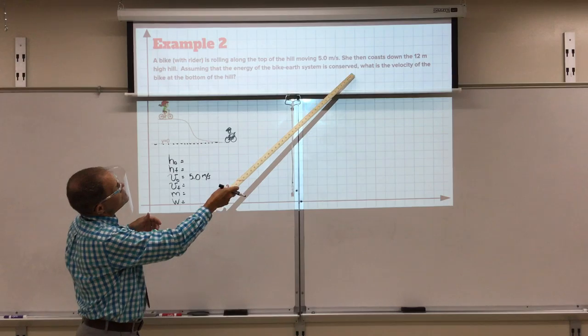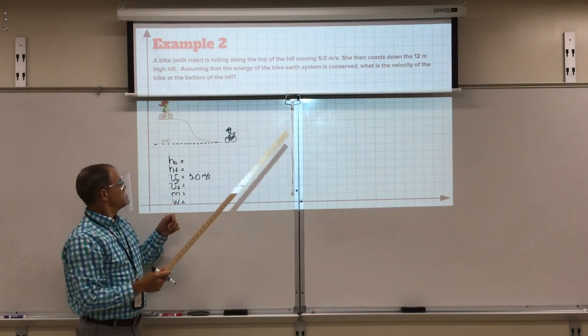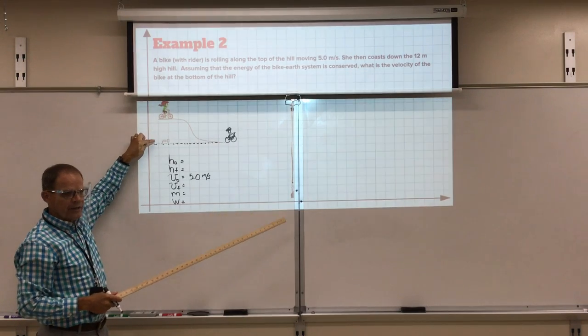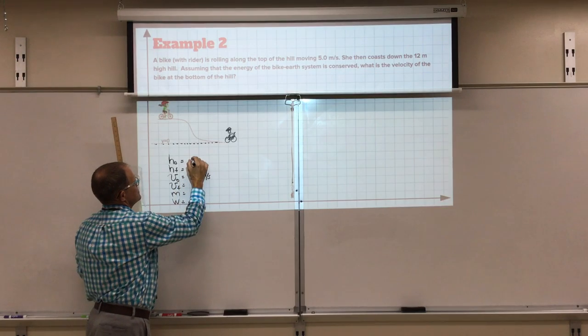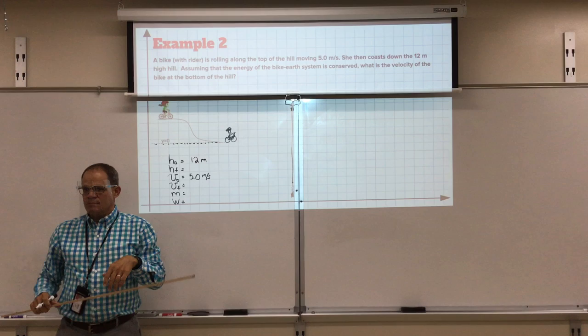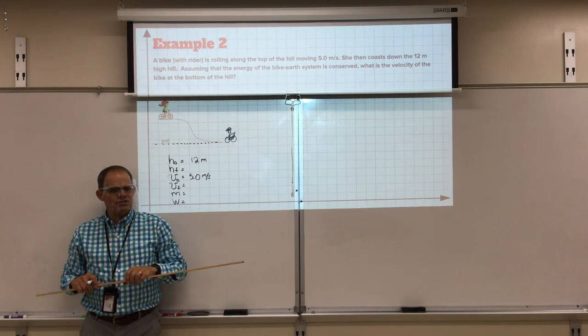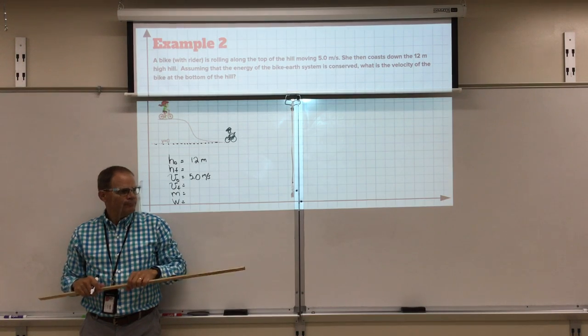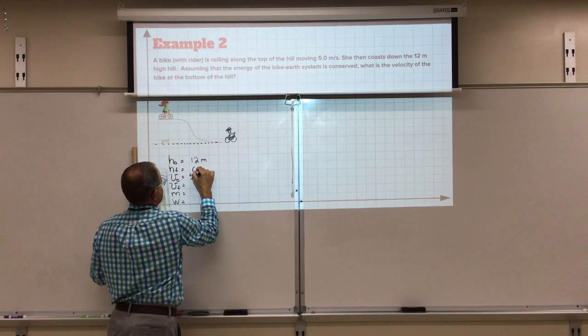She then coasts down the 12 meter high hill. So the hill is 12 meters high. So the initial height was 12 meters. What's your final height? How high is she at the end of the problem? Zero. Yeah, she's down here where we call it 0. So that's 0 meters.